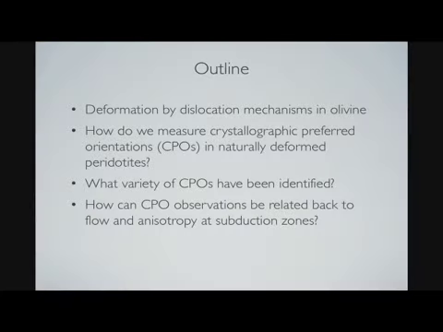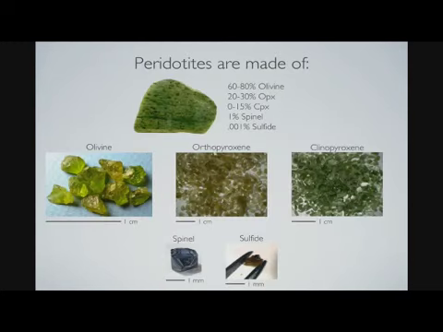I'm going to start out talking about deformation by dislocation mechanisms in olivine, and pick up where Phil Skemer left off last week in talking about these basic rheology aspects. Then I'm going to spend some time talking about how we actually measure the crystallographic preferred orientation in rocks, what the constraints are and the ways in which we do it. Then we'll look again at the range of crystallographic preferred orientations that have been identified, and finally talk about how we can incorporate all of this data about CPOs into mantle flow models and understand subduction zones better.